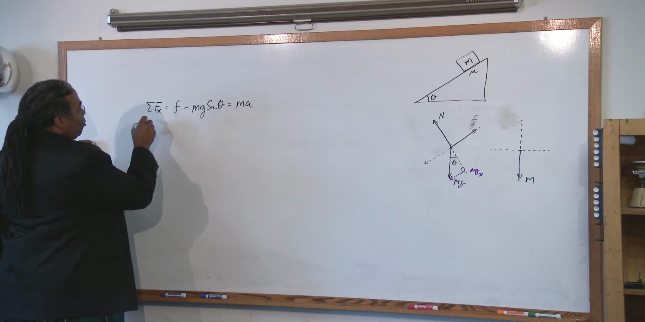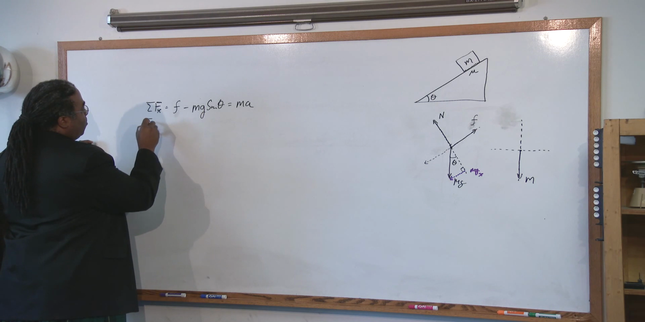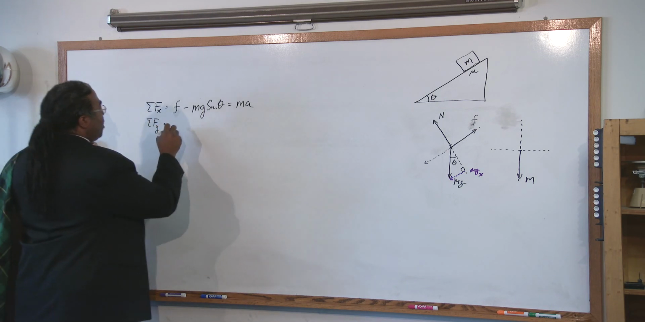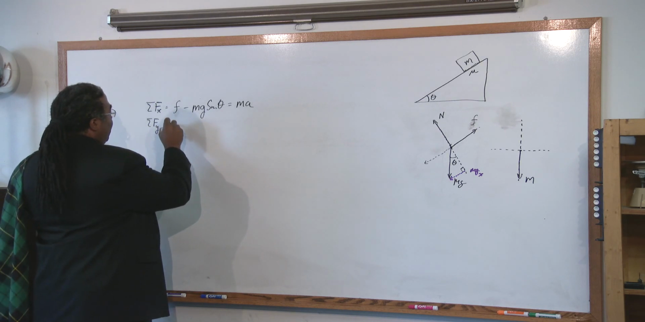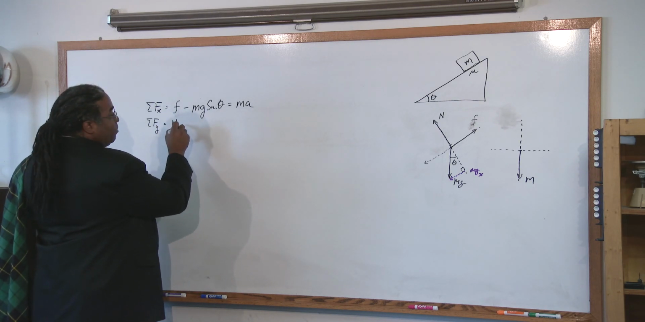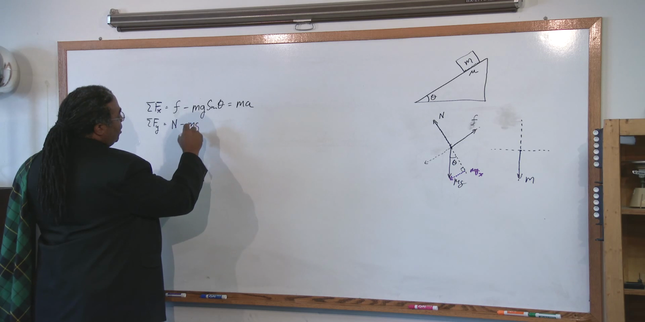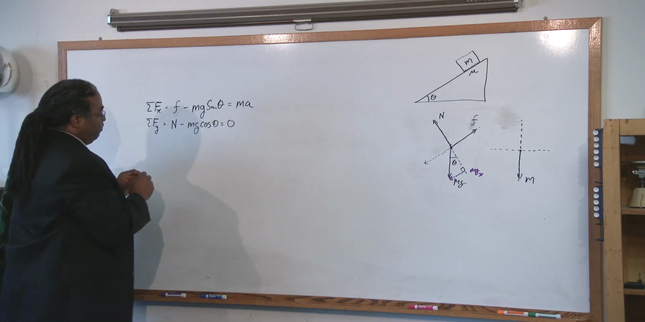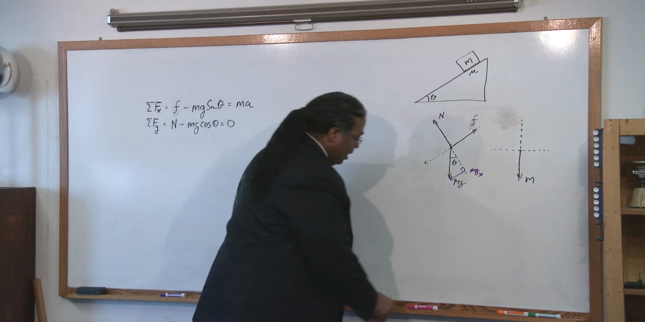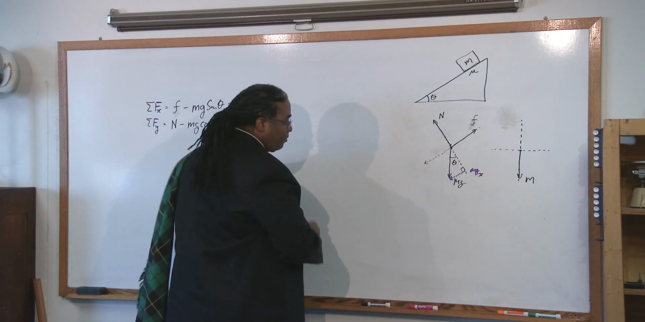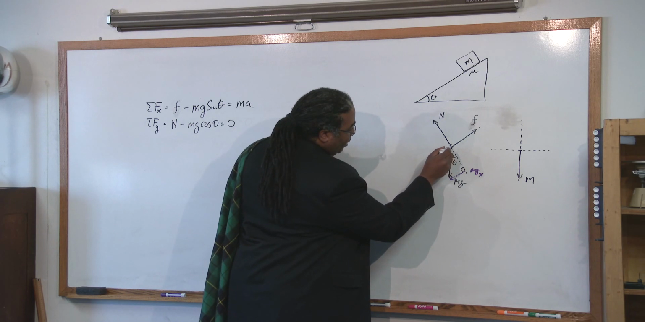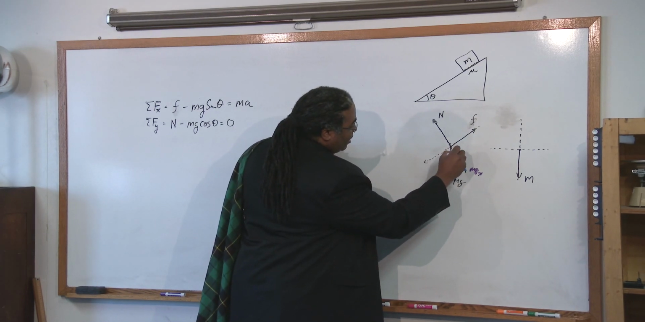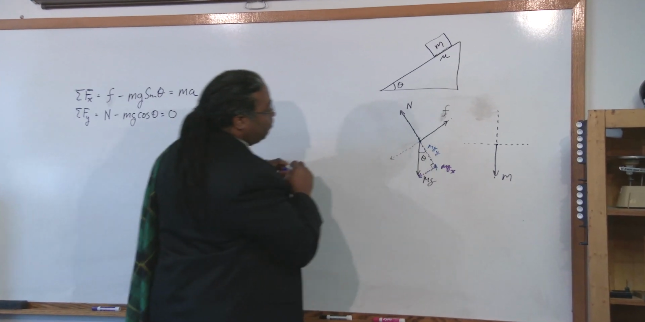Now, we need the y component of this problem because there's friction. The y component of the force, I mean to say. So now, the normal force is pointing in the positive y direction, minus mg cosine theta equals 0. You see, the y component of gravity is the side adjacent to theta. So that's mg sub y.